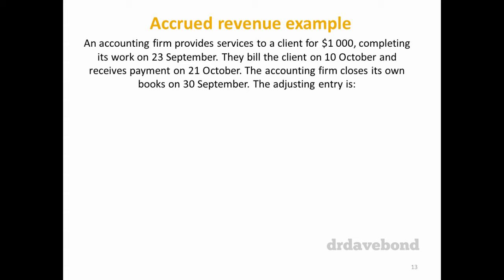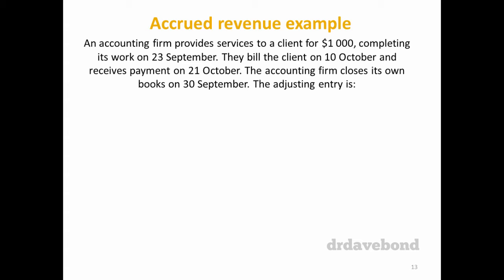So an accounting firm provides services to a client for $1,000, completing its work on the 23rd of September. They bill the client on the 10th of October and receive payment on the 21st of October. The accounting firm closes its own books on the 30th of September. Now, I don't know if you're like me, but I really struggle when I just read stuff like that to mentally map out when things happen. I need timelines to help me with this. So you can see it in here.